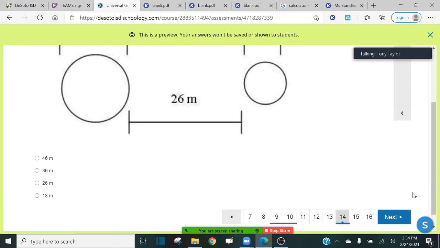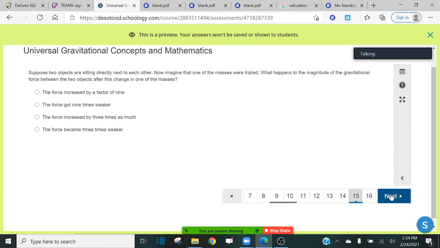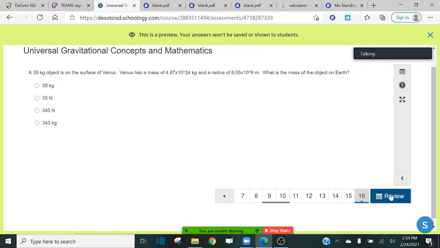So with that said, guys, let us look at a few problems here. I'm gonna help you guys out with this one right here. Go to this problem that says a 35 kilogram object is on the surface of Venus. Venus has a mass of 4.87 times 10 to the 24 kilograms and a radius of 6.05 times 10 to the 6 meters. What is the mass of the object on Earth?